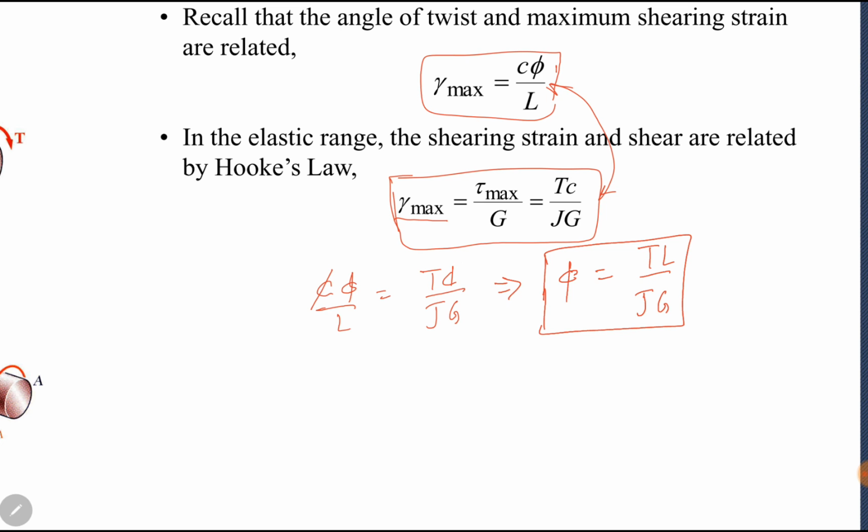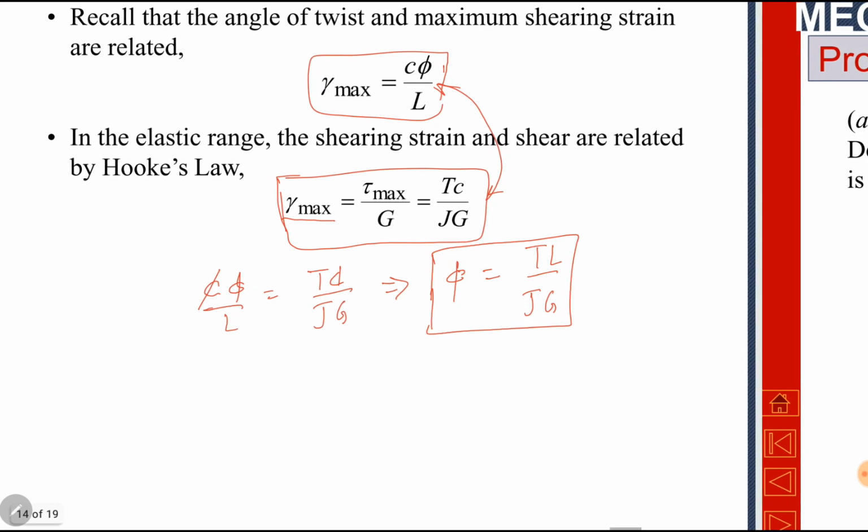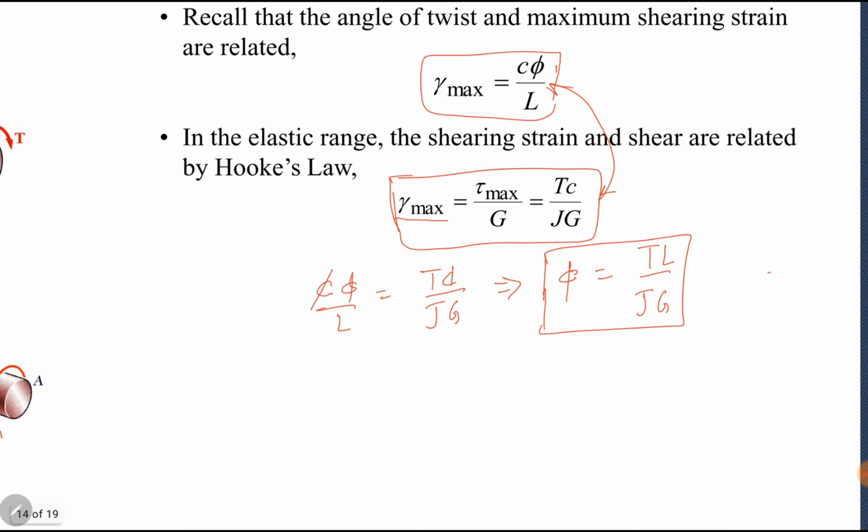This expression is similar to the expression of deformation which we derived in chapter number 2, which was linear deformation equal to PL over AE. In these two expressions, if we compare, torque T and load P are both loads. Length L is common. J in the first expression is geometry, here A is geometry. Here G is a material property, here E is a material property. So they are similar kinds of expressions.